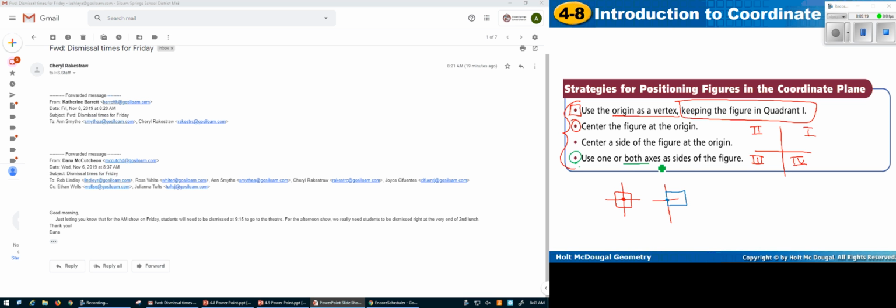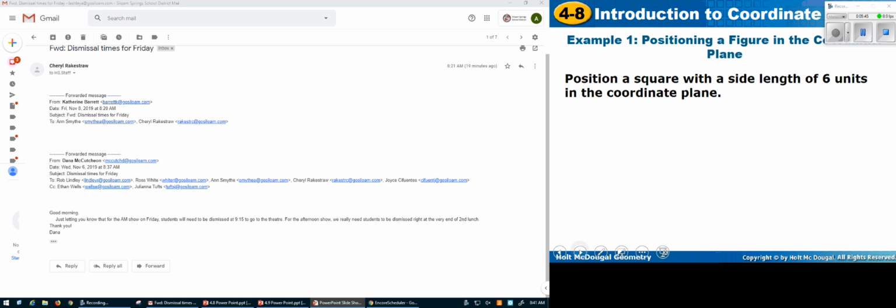If you use both axes as a side, meaning that you place your shape like this, so that you're using both the x-axis and the y-axis as a side, what does that mean you have to have in your shape? A right angle. So you could use that if it's a right triangle, if it's a square, if it's a rectangle, but if you're not confident that you have a right angle, then you can't do that, okay? So these are the strategies, and then we're just going to look at some examples, and we'll start off really easy with numbers, and then we're going to stretch it a little bit and use some variables.